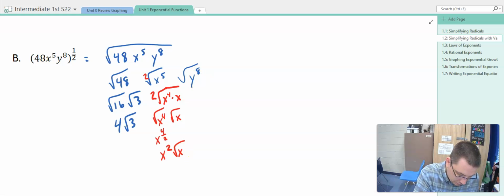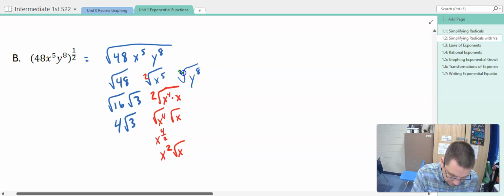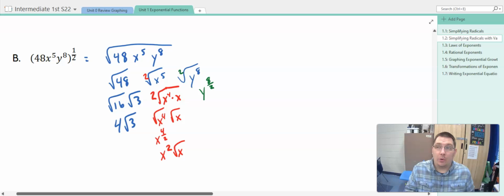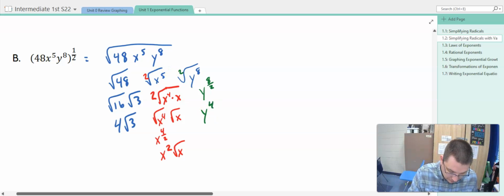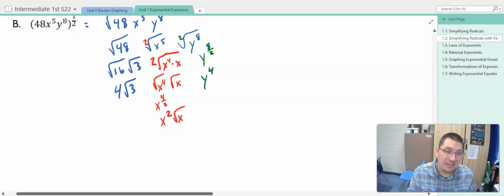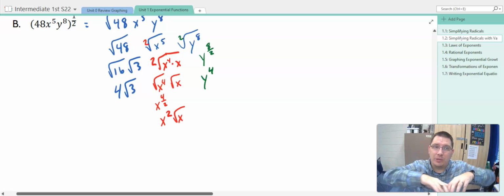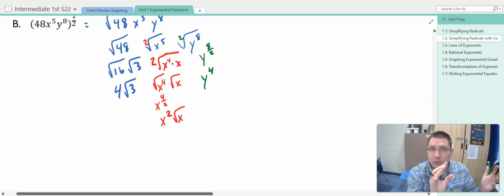And then we do our y's. Well, again, we're doing a square root. So y to the 8th over 2, right? So 8 over 2 reduces to 4. So this is y to the 4th. And so we're able to combine our pieces together. Again, anything outside the radical is going to go to the front and be written together. Anything that stayed in the radical will be under one radical, just again multiplied together.